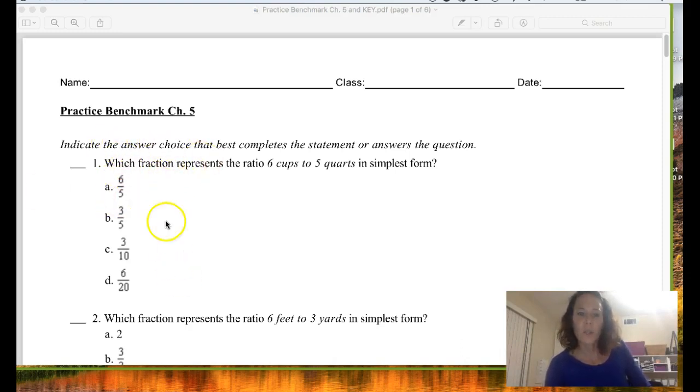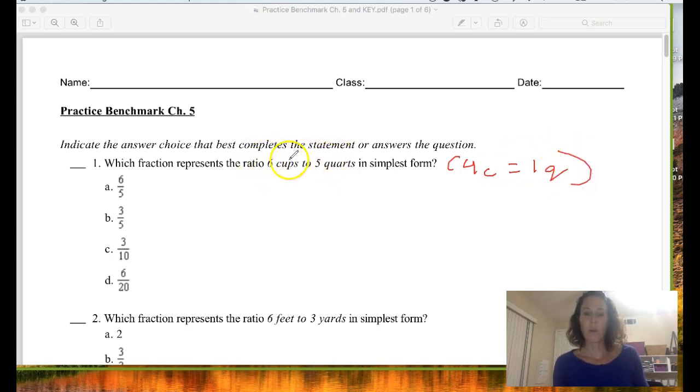Indicate the answer choice that best completes a statement or answers the question. So here we're looking for which fraction represents the ratio 6 cups to 5 quarts in simplest form. Well, first of all, you need to know how many cups are in a quart. If you want to look that up, I'll just tell you right here. There are 4 cups, and that equals 1 quart.